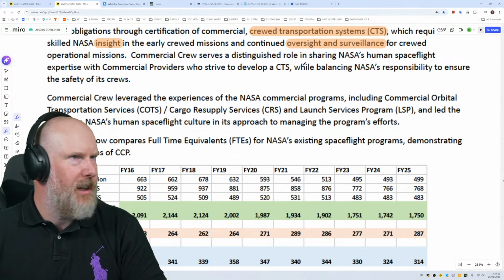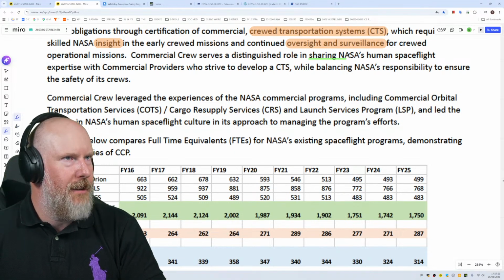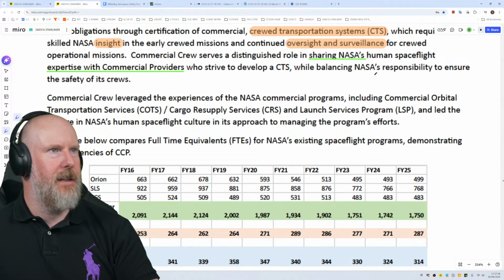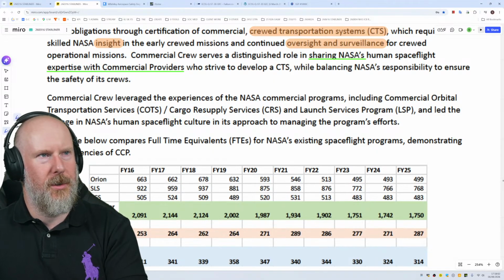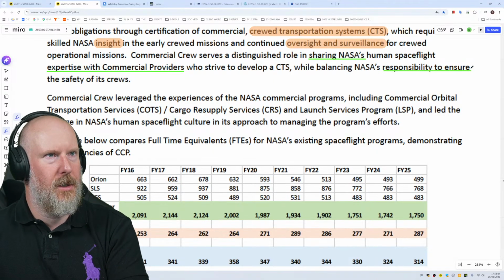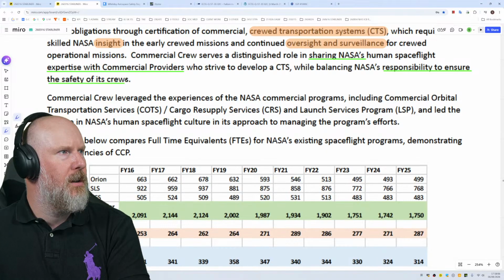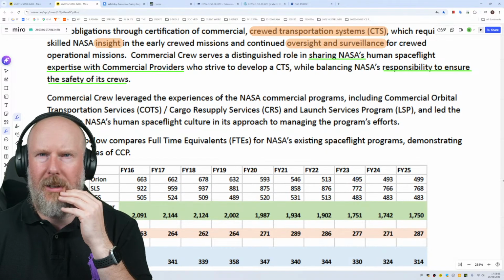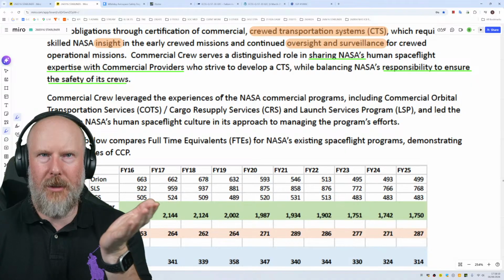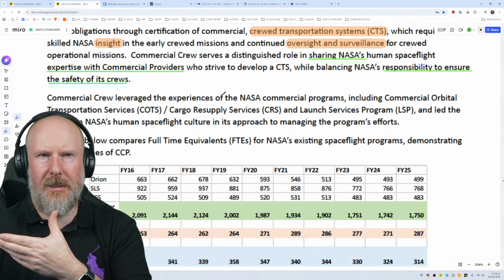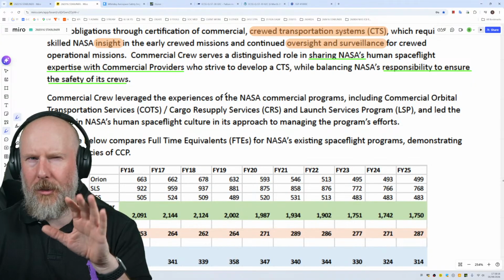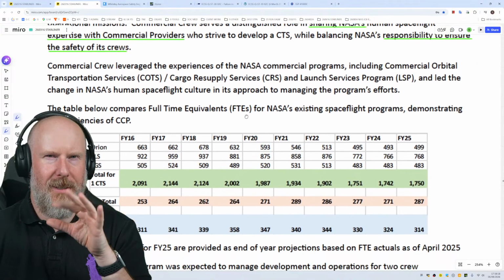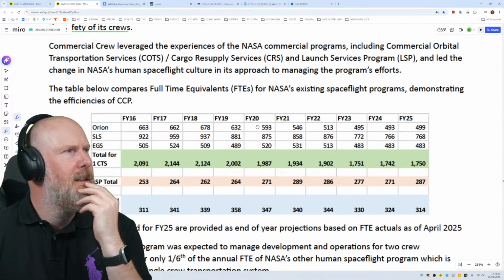So what we're saying there is sharing NASA's expertise with commercial providers while balancing NASA's responsibility to ensure the safety of its crews. Maybe I'm being a bit pedantic, but why do they need to balance safety of the crews with sharing their expertise? Surely one takes primacy over the other. Rhetorical question. It's just interesting that it's laid out like that.